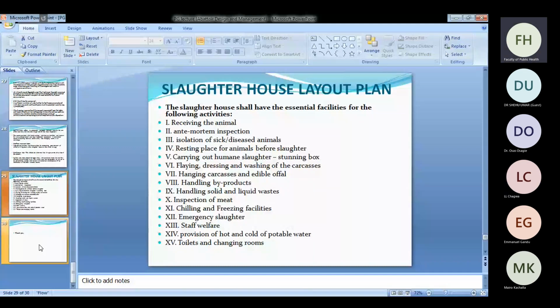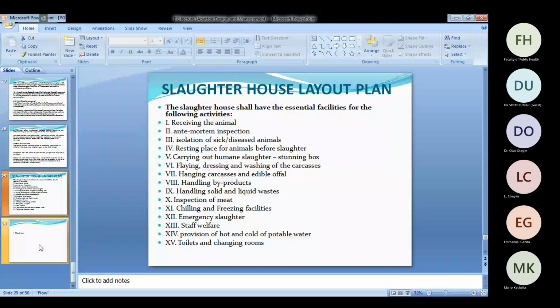Then staff welfare. We talk about the personnel house, for changing of clothes. So these are the things we're supposed to have in number 12. Then provision of hot and cold water supply. How do you get the potable water in number 12?